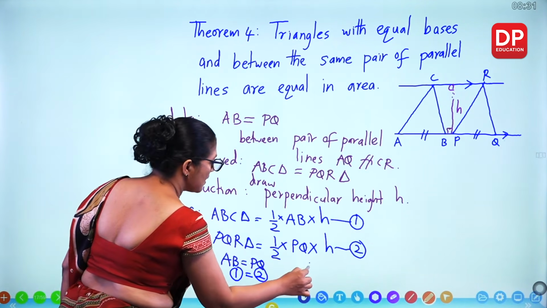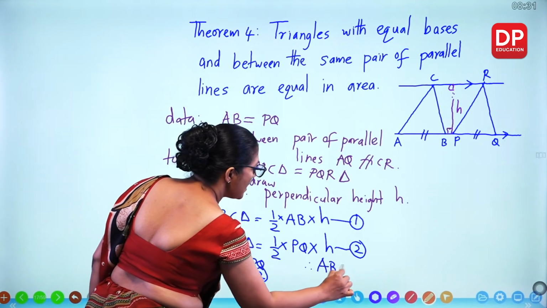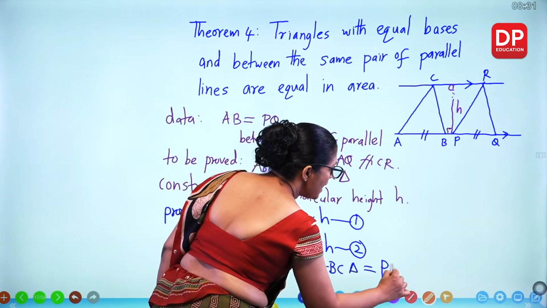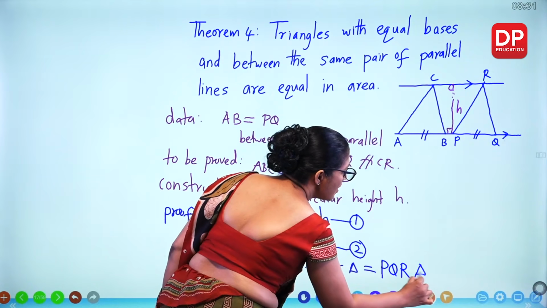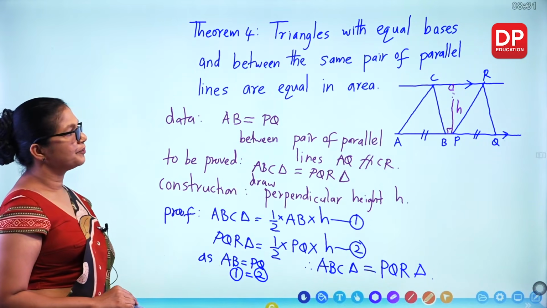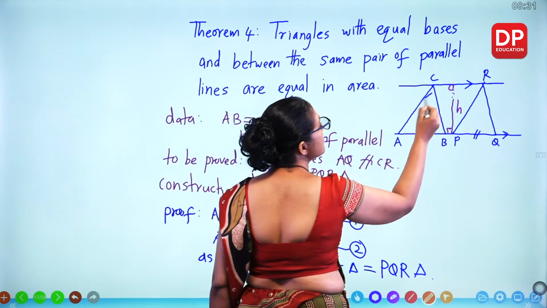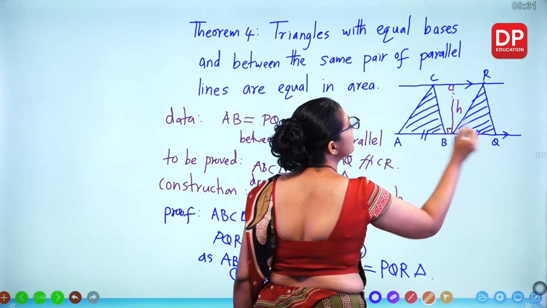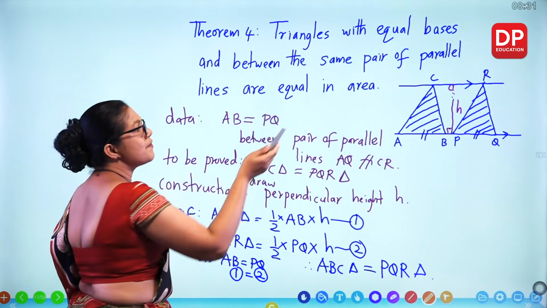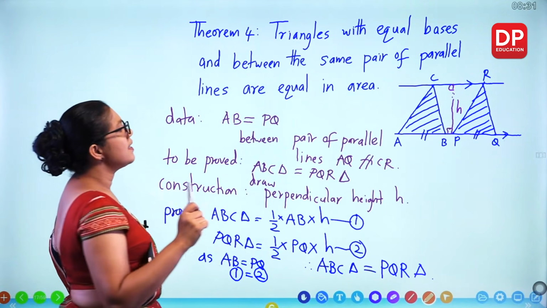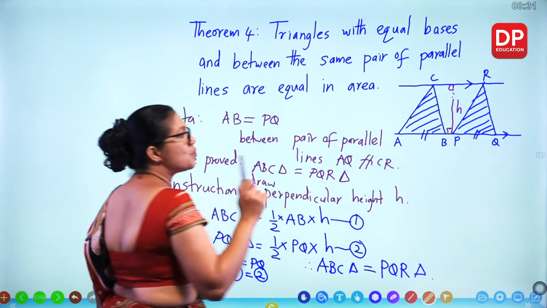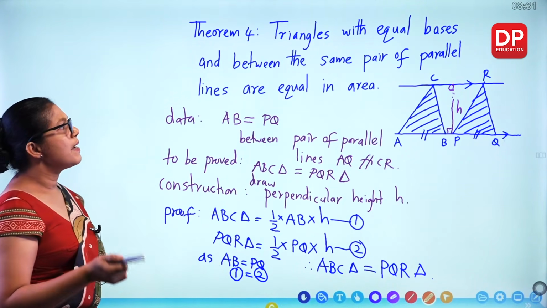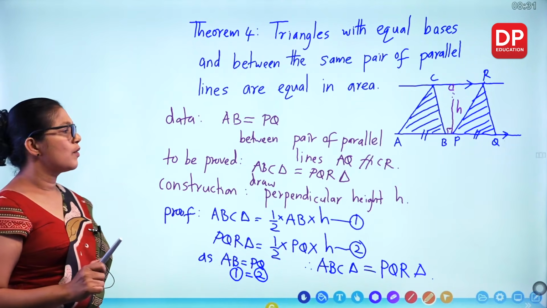That means ABC triangle area is equal to PQR triangle. So these two areas are equal. What's the difference between the previous one? Here, same pair of parallel lines but different bases, but the bases are equal.